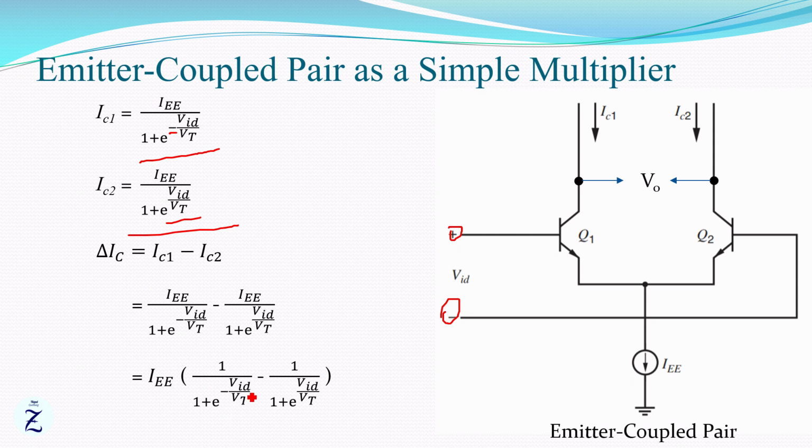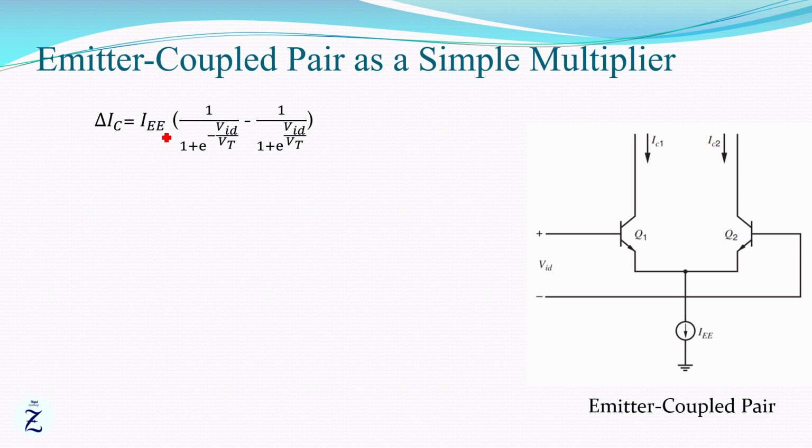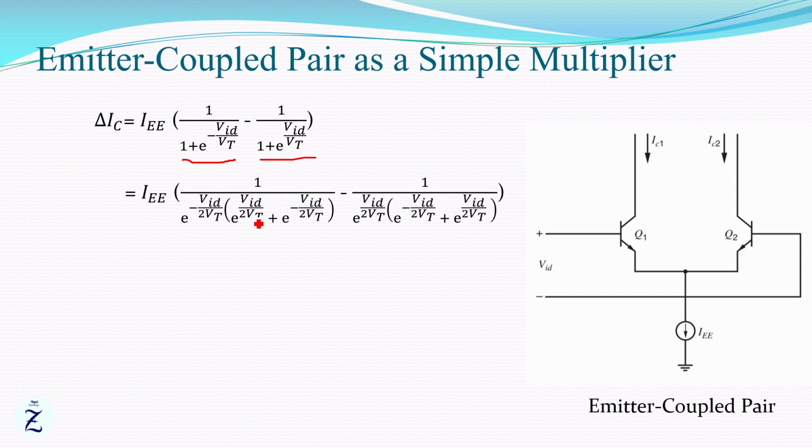Then take the term e raised to minus VID divided by 2VT outside from this denominator term and e raised to VID divided by 2VT from this term, then the equation becomes delta IC is equal to IEE into 1 by e raised to minus VID divided by 2VT into e raised to VID divided by 2VT plus e raised to minus VID divided by 2VT minus 1 by e raised to VID divided by 2VT into e raised to minus VID divided by 2VT plus e raised to VID divided by 2VT.